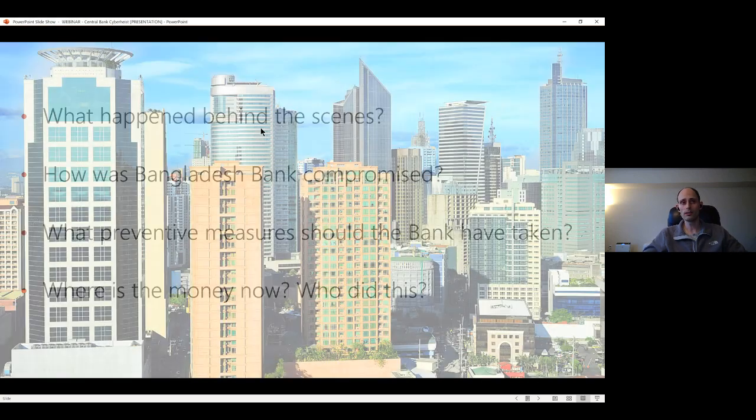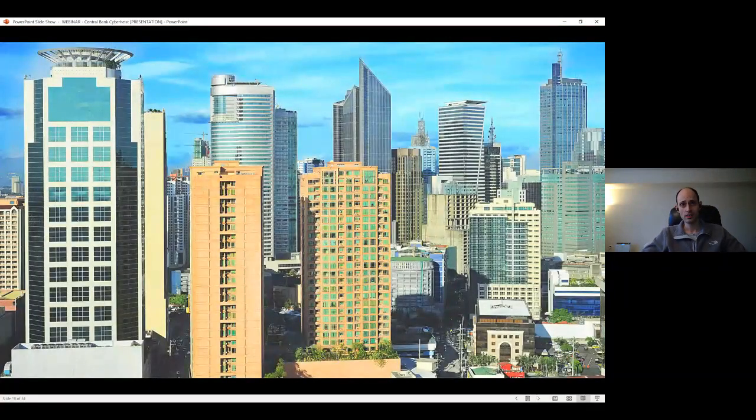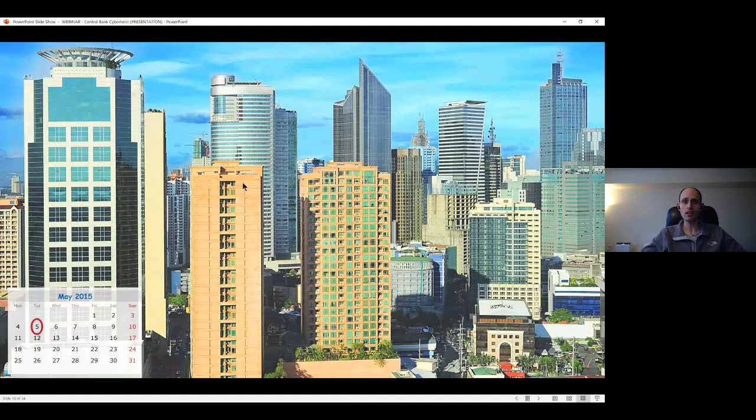The story of this cyber heist begins not in February of 2016, but at least 9 months earlier. This is the skyline of Metro Manila in the Philippines. It's also known as Makati City. And the tower, which I've circled here, is the headquarters of RCBC, which by now we're somewhat familiar with.